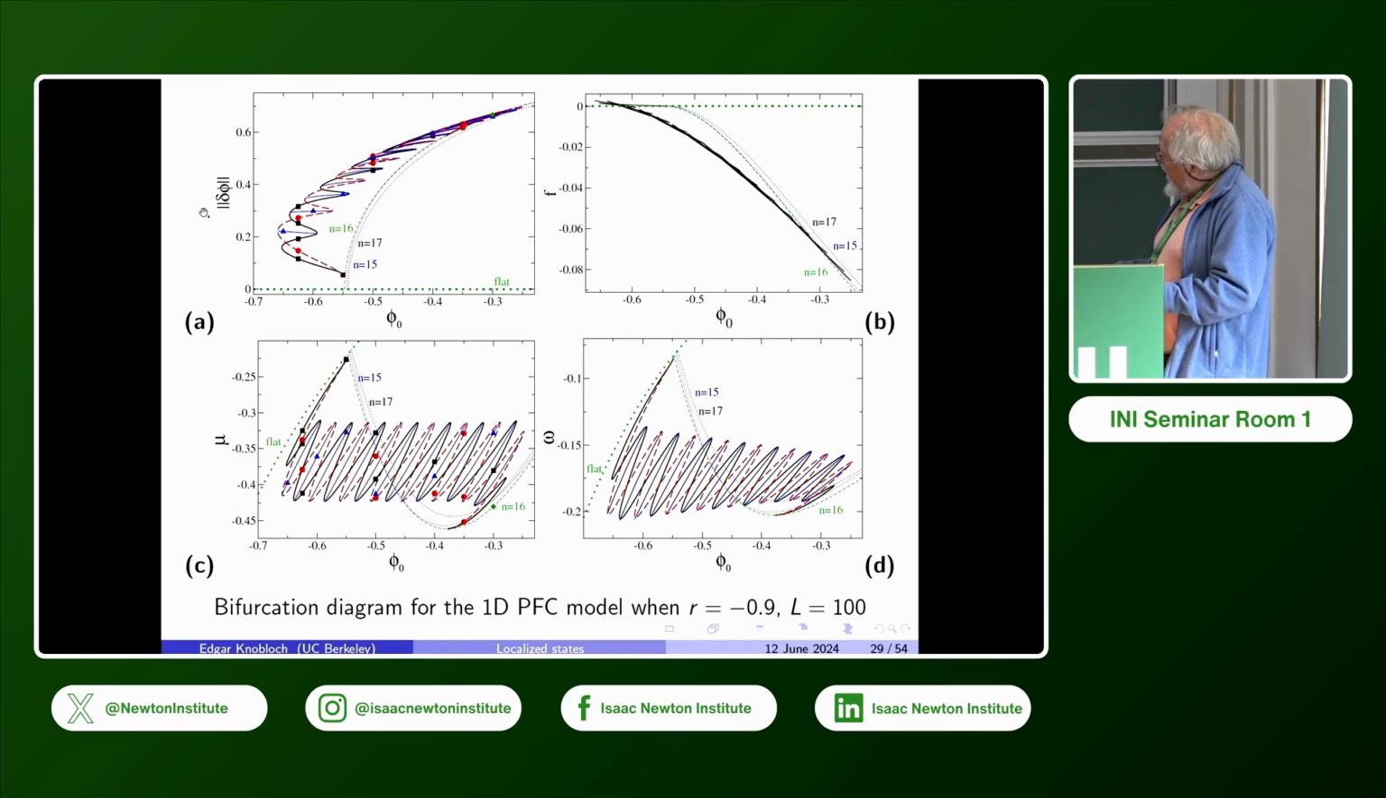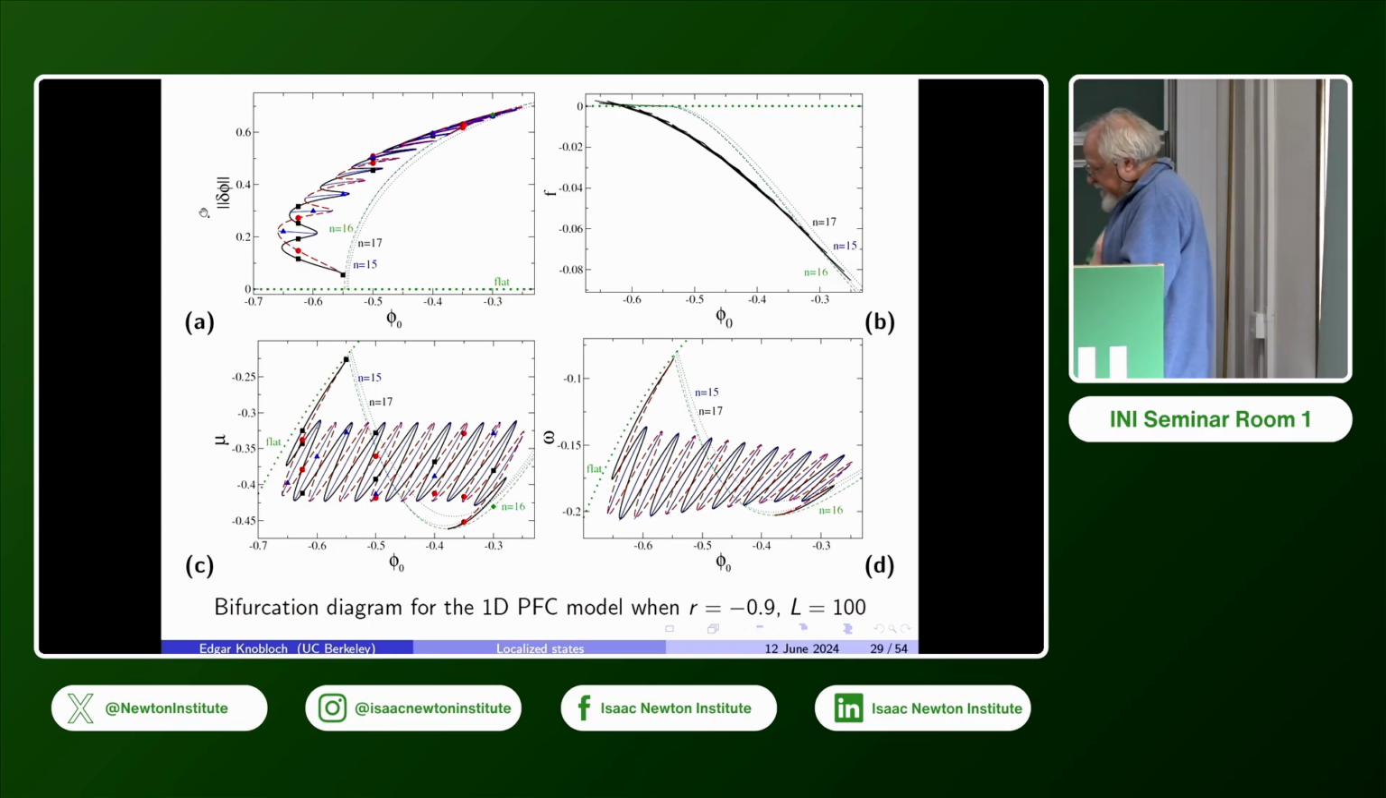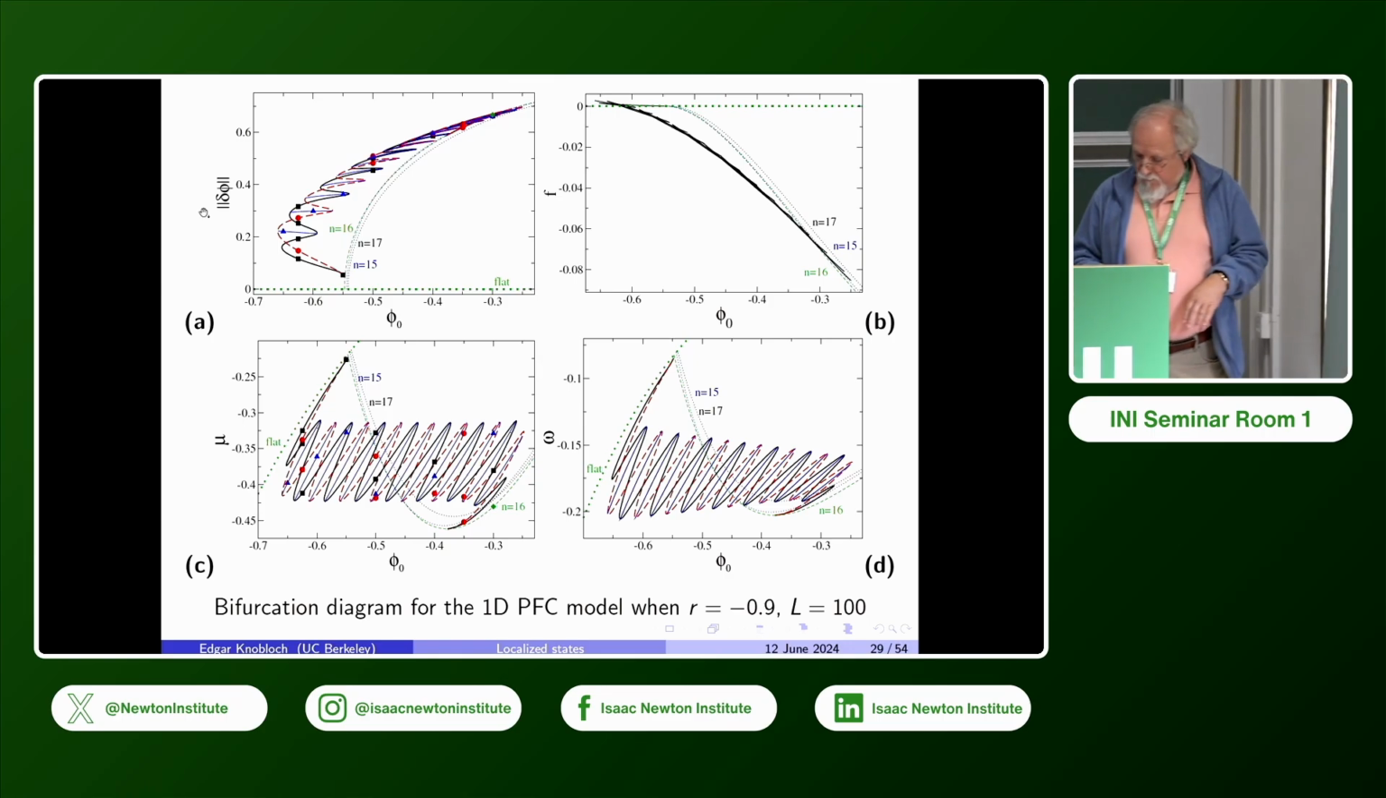The important thing for our purposes is that these oscillating branches, which coexist with the stable liquid phase here, actually have a lower energy than the liquid phase. So here is the energy of the liquid phase. Here is the energy of the crystalline phase. You notice that the energy of these localized states is actually the global minimum here.